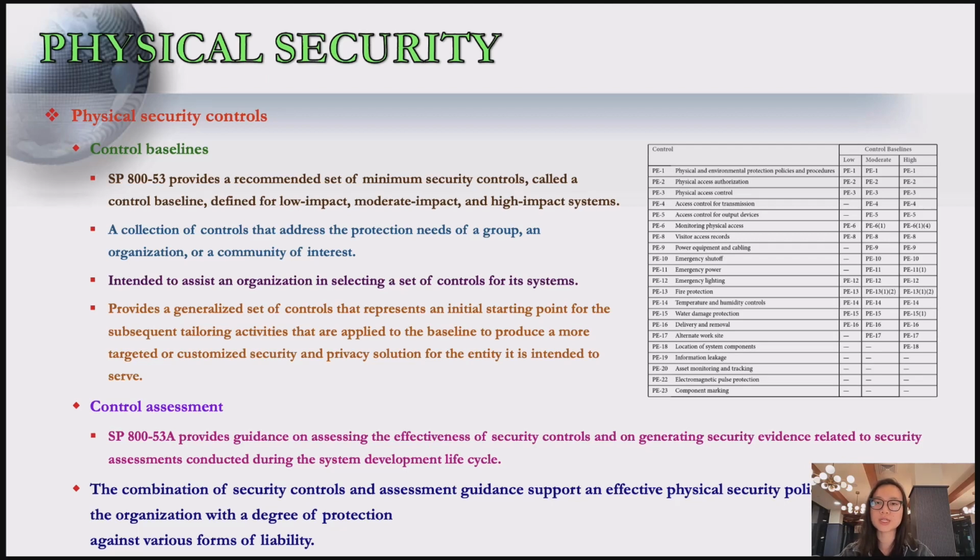The special publication also provides guidance on assessing the effectiveness of security controls and on generating security evidence related to security assessments. In essence, the combination of security controls and assessment guidance supports an effective physical security policy. In addition, the implementation of these controls and assessment procedures can provide the organization with a degree of protection against various forms of liability.